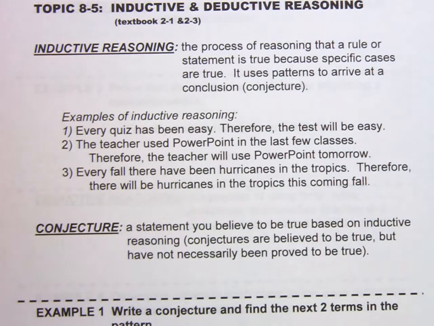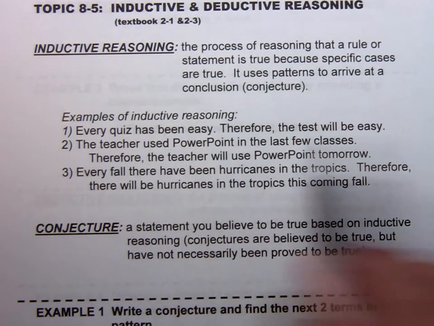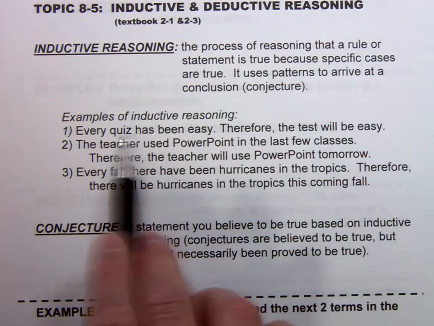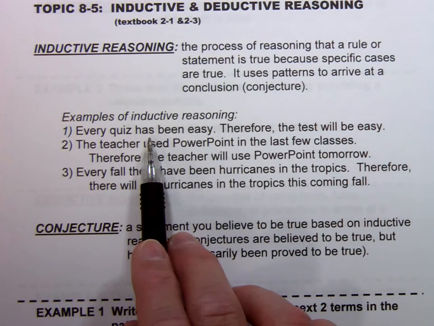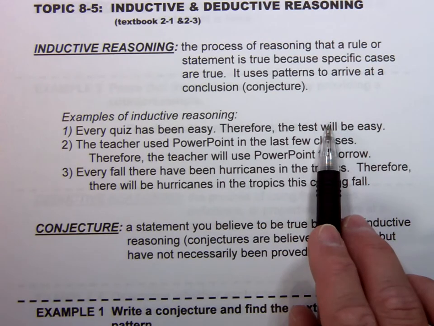So some examples of inductive reasoning would be, every quiz has been easy, therefore the test will be easy. Because we've seen that in several circumstances the assessment's been easy, we're assuming that the next one is going to be easy. We're making that conjecture.